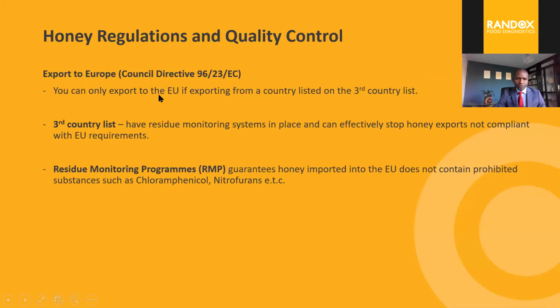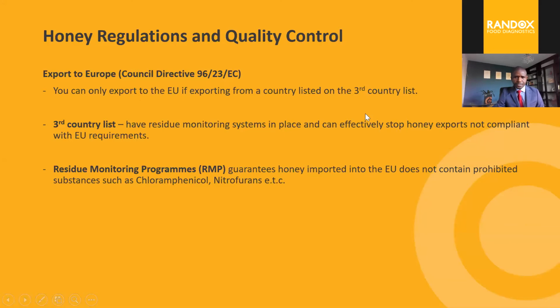So again, just to continue on regulations, Council Directive 96/23 of the European Union says that you can only export if you are listed on the third country list. Okay, so the third country list itself is a list of countries that have monitoring systems in place for residues, not only in honey, but for other agricultural products or animal products.